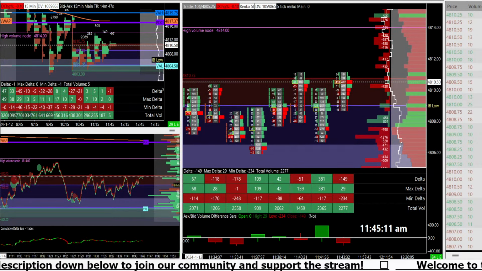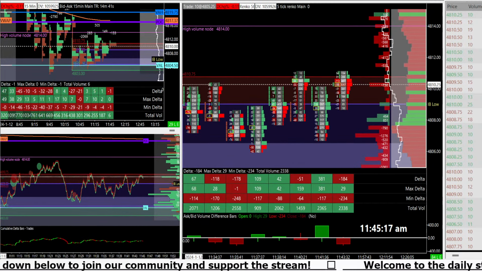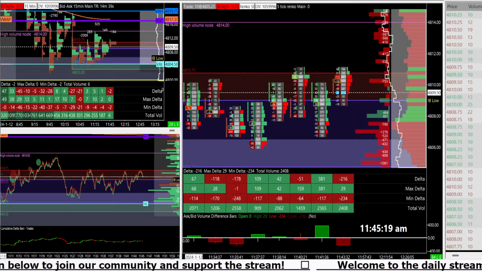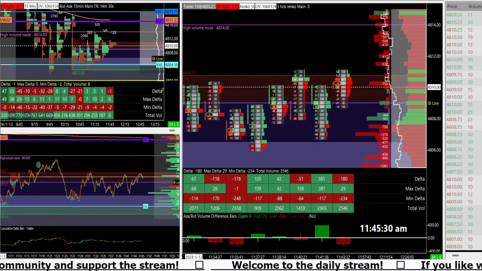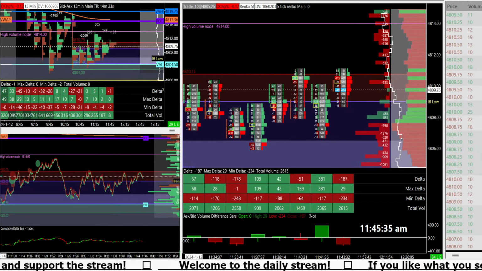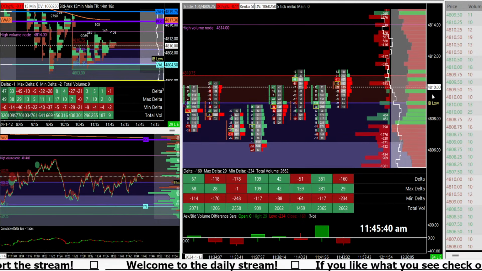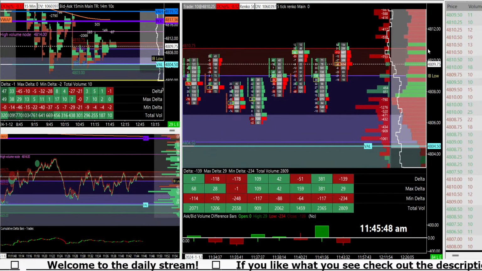So auction market theory over supply and demand. I use them both together, but I don't focus on supply and demand candlestick patterns. I use supply and demand as the concept. So we can kind of see this is demand down here. As prices are coming lower, we have a demand of buyers, and then up here we have a supply of sellers.